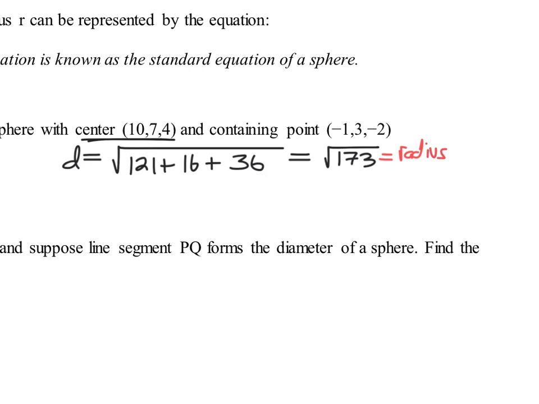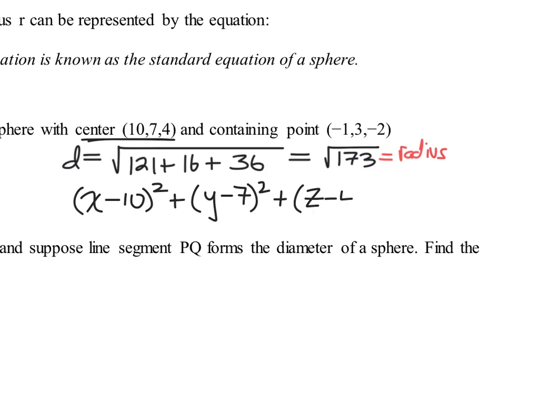We have the center again, so it's x minus whatever the x value of the center would be, so x minus 10 squared plus y minus 7 squared plus z minus 4 squared would be equal to 173.